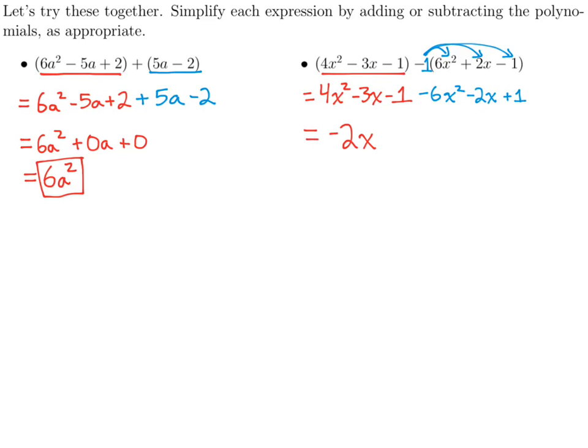Now we'll go ahead and add like terms. So 4x squared, negative 6x squared makes negative 2x squared. Negative 3x and negative 2x makes negative 5x. Negative 1 plus 1 makes 0. There's a correct answer, but if you want your answer to look better, you might change it to negative 2x squared minus 5x.